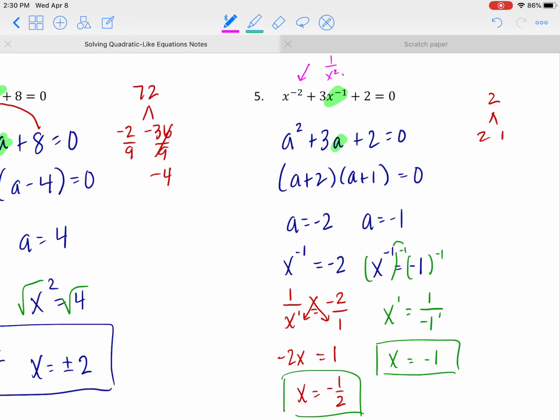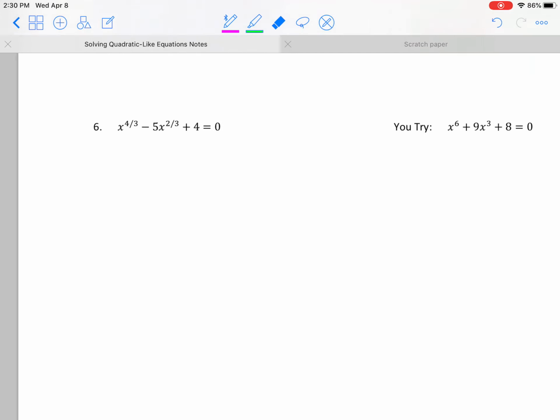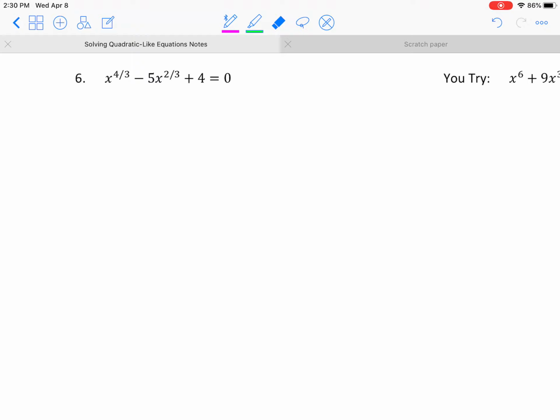Okay, so we have a negative 1 as a solution and negative 1/2 as a solution. And again, this isn't one where it's obvious to see that we should have two solutions, but if you think about this, originally it is 1 over x squared. And that x squared in the equation is why this thing can have two solutions.